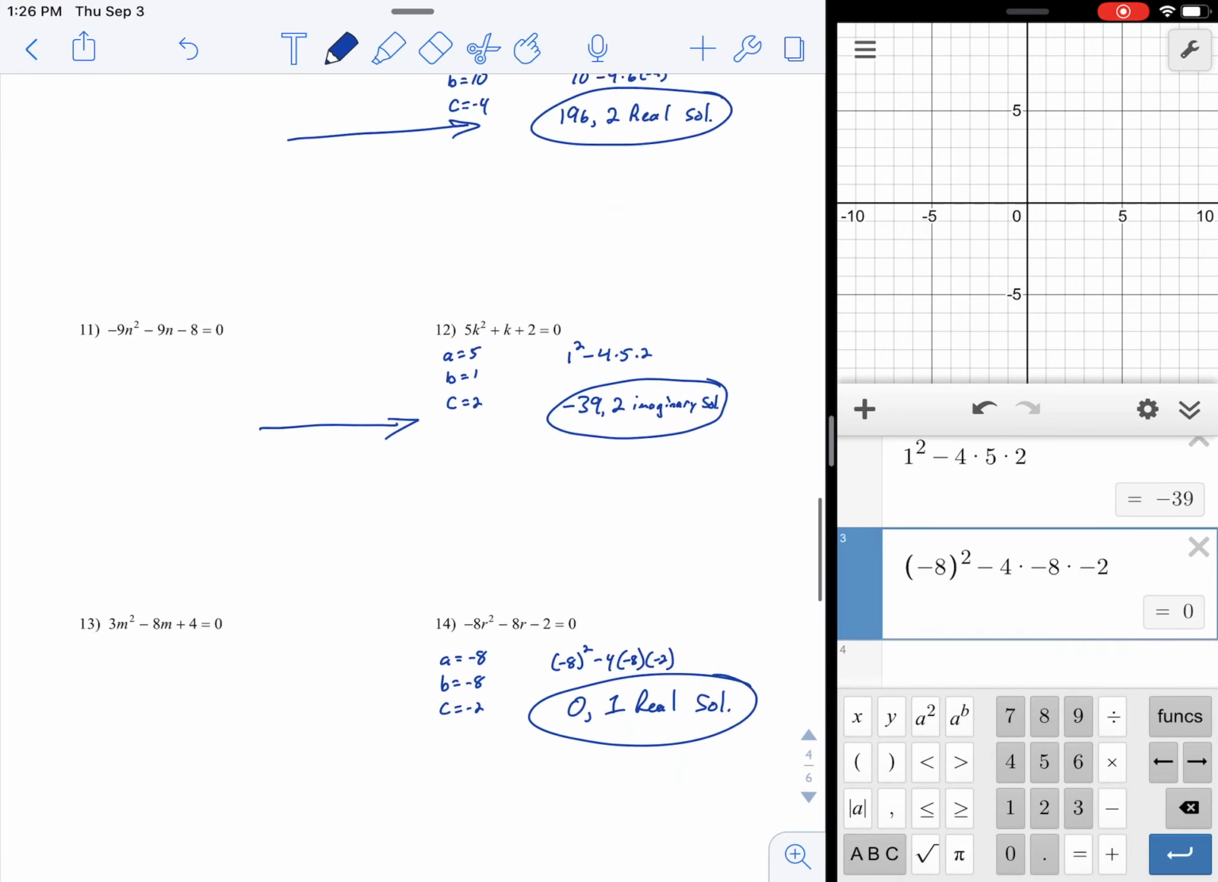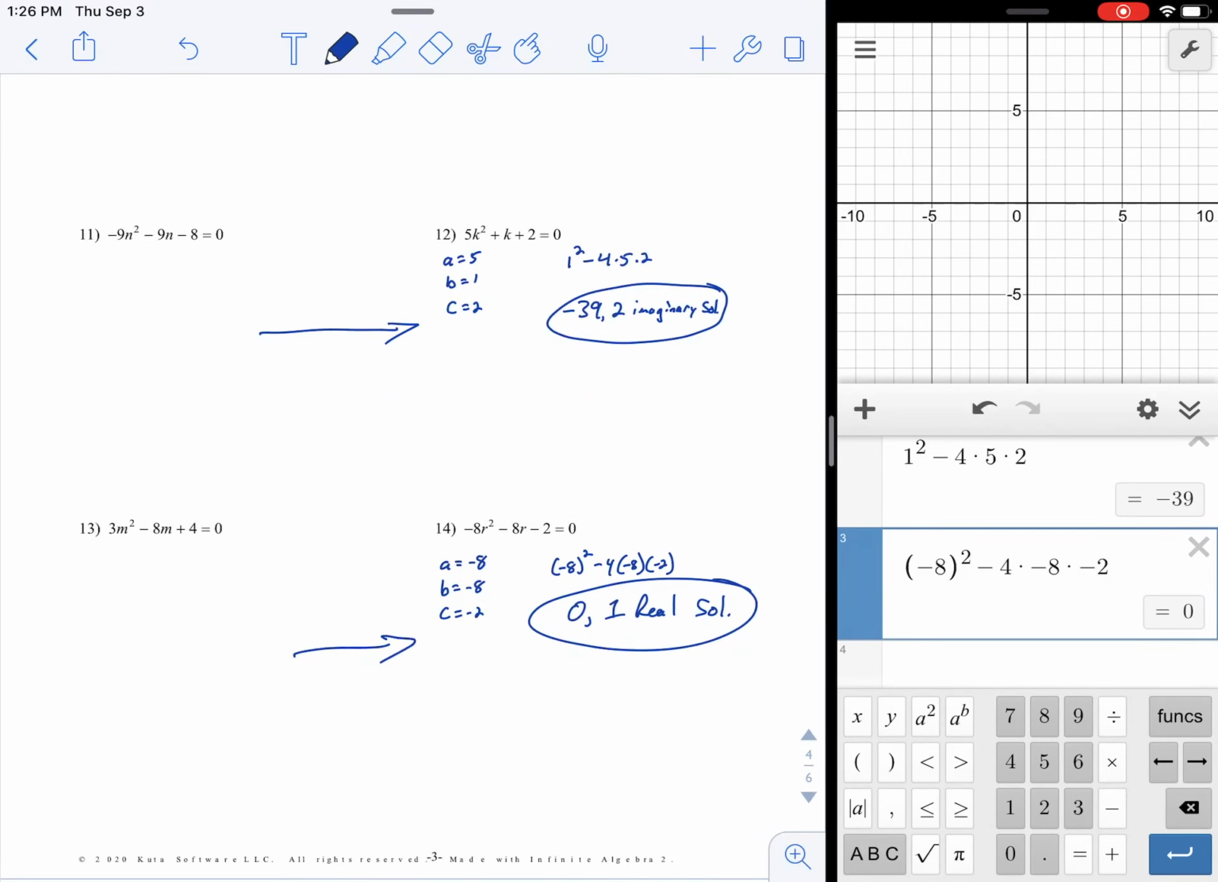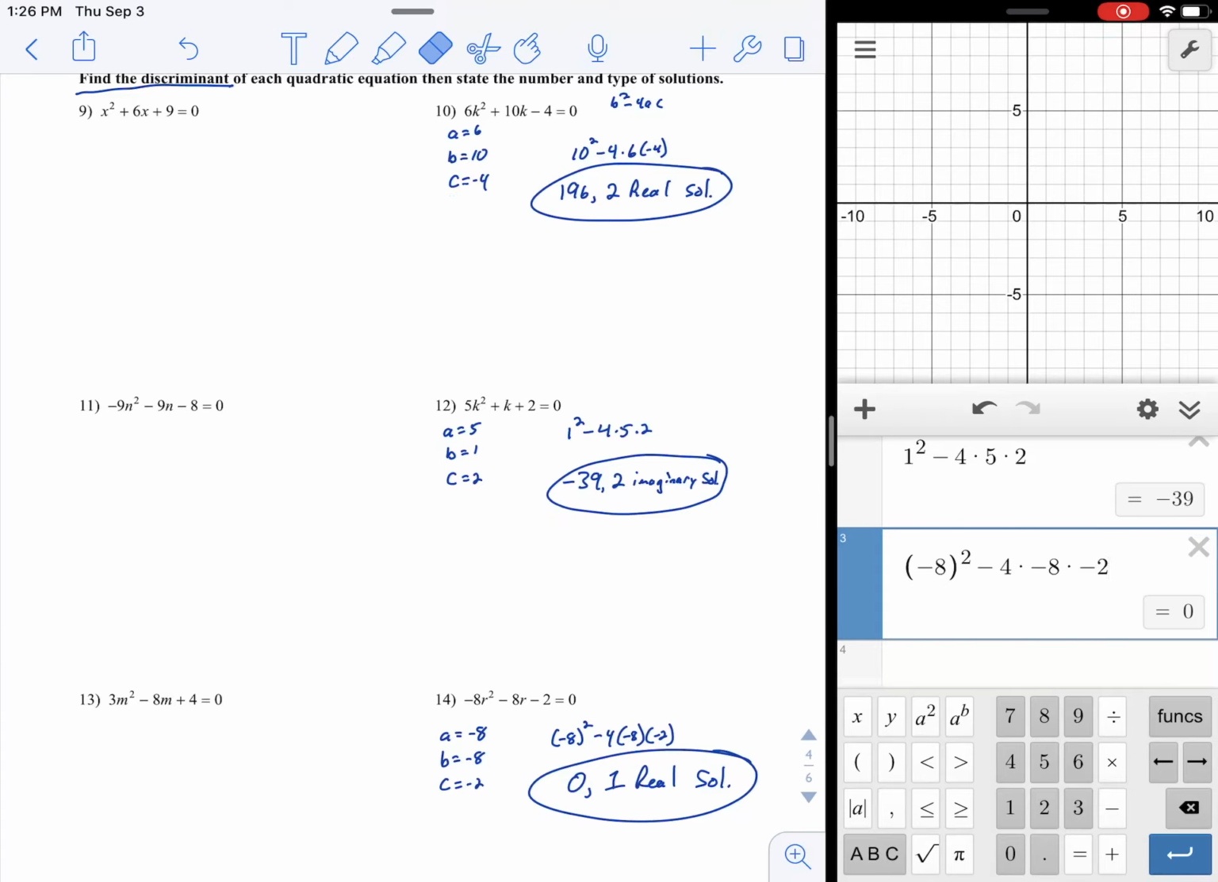Okay, now I am not going to say that number 9 is just like number 10, and 11 is just like 12, and 13 is just like 14. It does not work that way. I've mixed them up. So you will have one of each answer, but it's not going to be an exact match. Number 9 will not necessarily be 2 real solutions just like number 10 was.